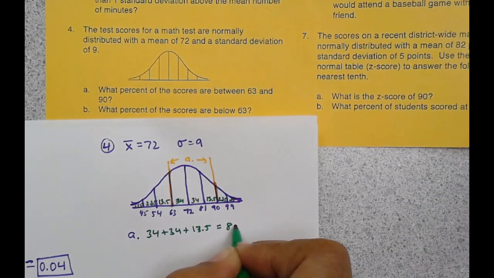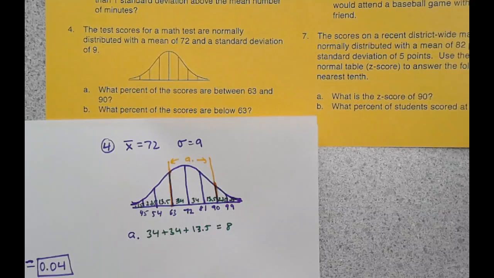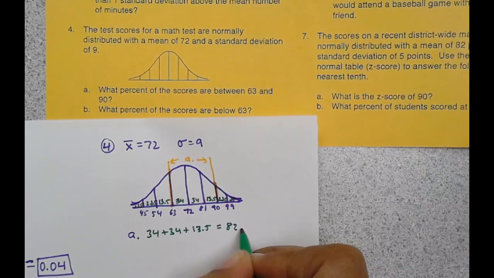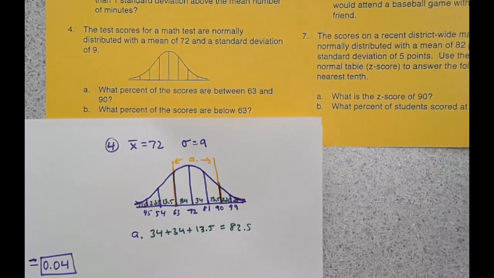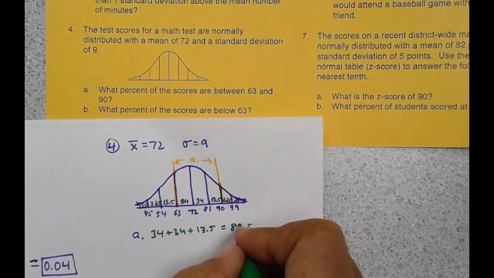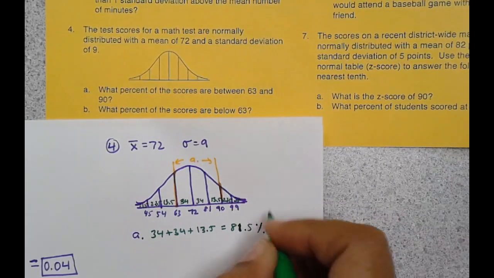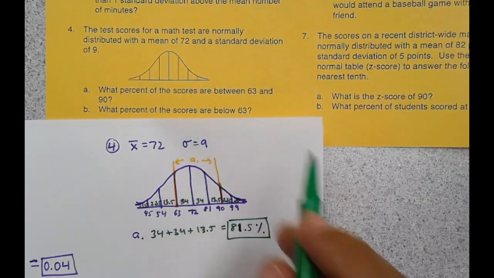And so if you add that all the way across, we get a total of 82. Is that right? 82.5%? Or is it 81.5? Hold on. 34 plus 34 plus 13.5. 81.5, yeah. 81.5. So that's going to be the value between 63 and 90.